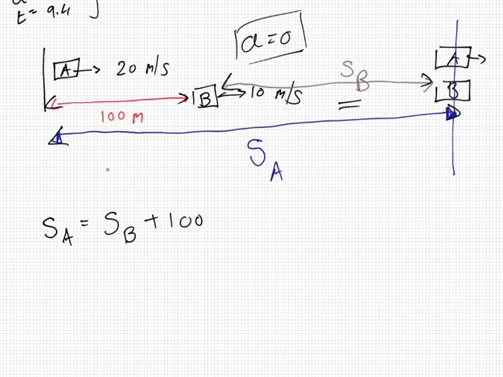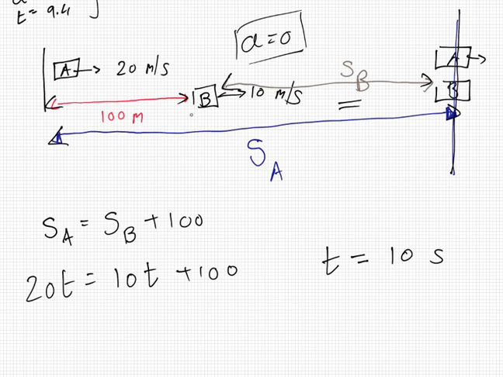Yeah? Now what's the formula for S? ut plus a half at squared. But if the a is 0, then it's just ut. So SA would be 20t. And what would SB be? That would be 10t plus 100. So you can work out t. What does t work out here as? 10.